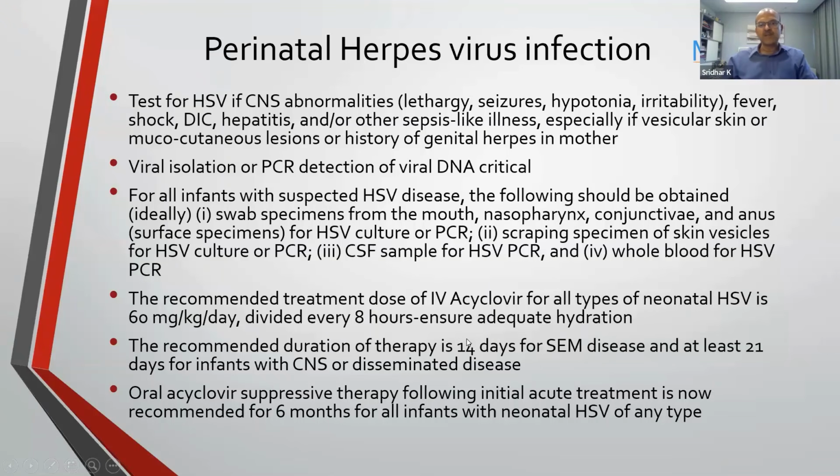The duration of therapy for skin, eye, mucocutaneous disease is 14 days, and at least 21 days for the CNS or disseminated disease. Oral acyclovir suppressive therapy is also recommended these days because of the high risk of recurrence. So you give oral treatment for 6 months for HSV infection, which is of any type, which is confirmed.